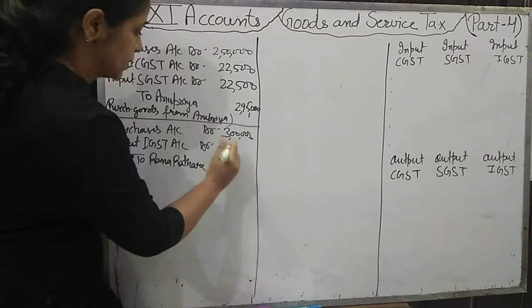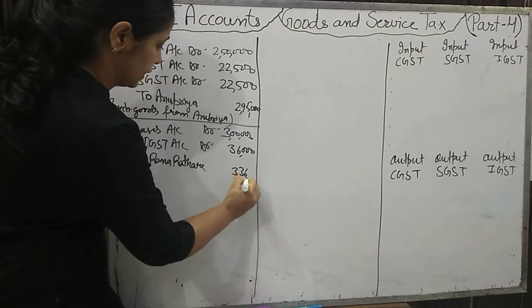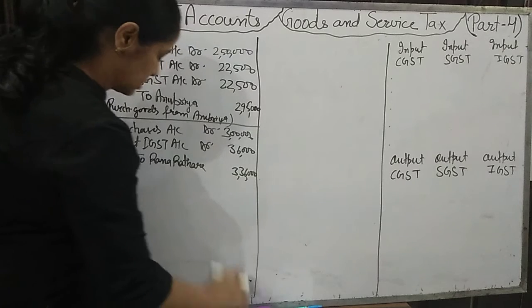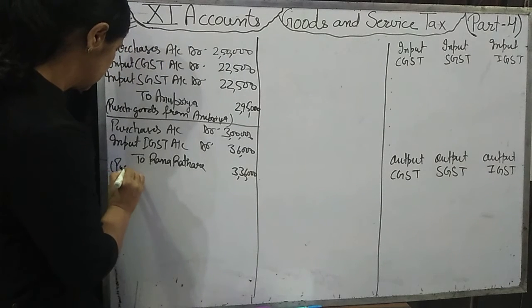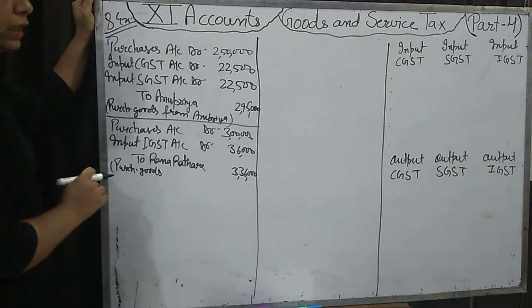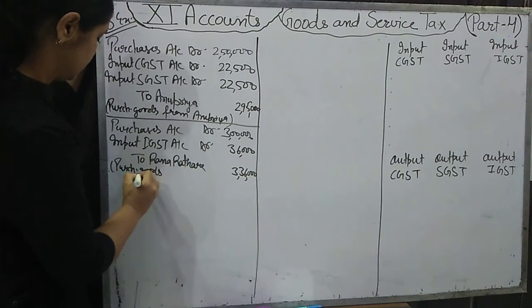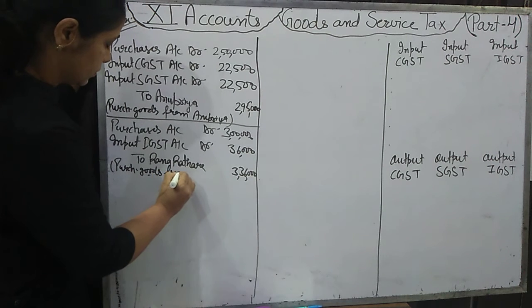IGST rate is 12%. 12% of 3 lakh is 36,000. Total 3 lakh 36,000. Okay, write the narration. Narration is a must. Some students are sending me pics, they are not writing narration. Purchase goods from Rana Rathore.